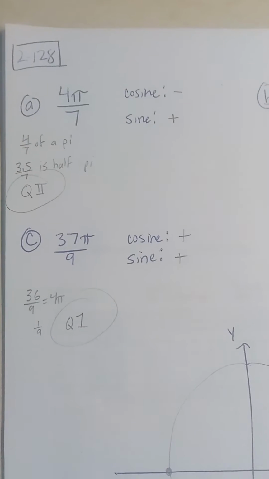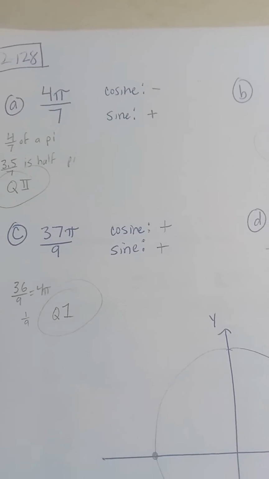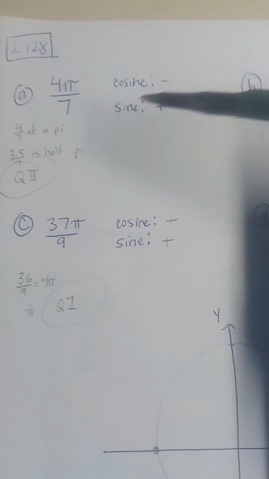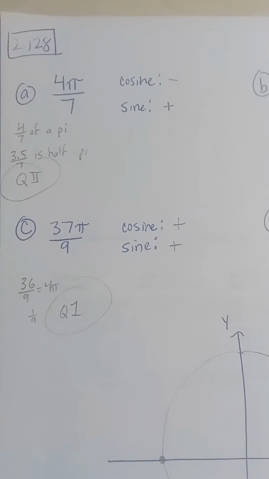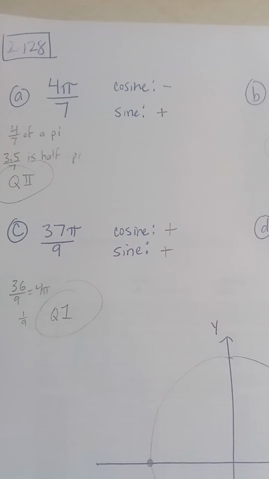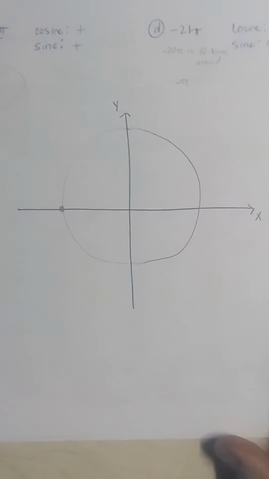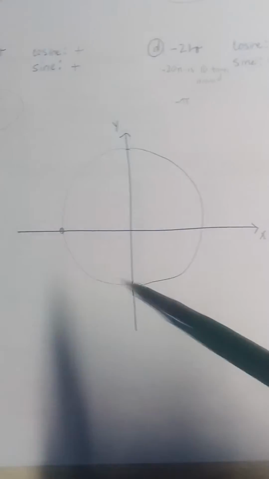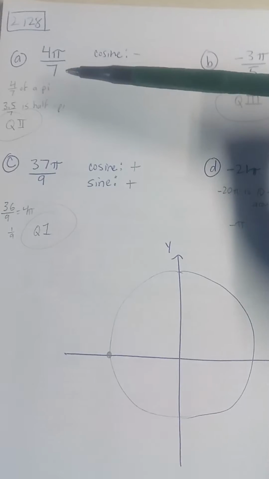Here's pre-calc. It's problem 2-128. It wants to know the coordinates of sine and cosine for each of these angle measures in a unit circle. So you're not going to find those on your unit circle, so you kind of have to just guesstimate. So I drew a generic unit circle here, and I'm trying to do 4 pi over 7.